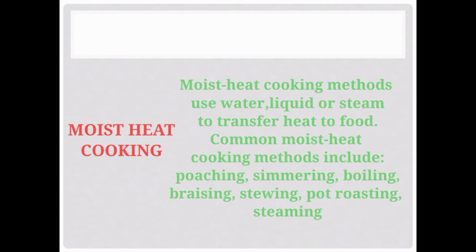Okay, the second method of cooking meat is through moist heat cooking. Moist heat cooking methods use water, liquid or steam to transfer heat to food. So common moist heat cooking methods include poaching, simmering, boiling, braising, stewing, pot roasting, and steaming. Okay, so do you have any idea of the different methods of cooking meat through dry heat cooking? Okay, very good. Let us discuss one by one.